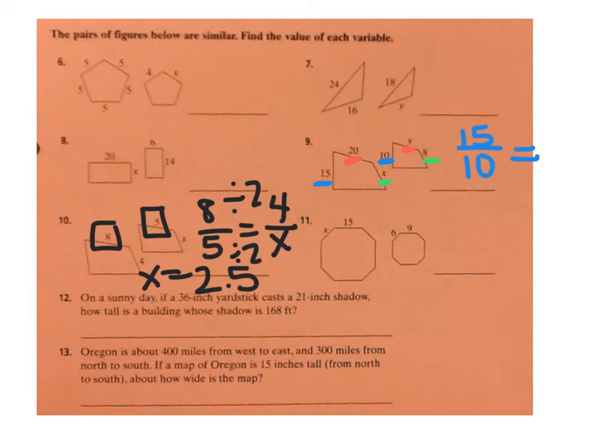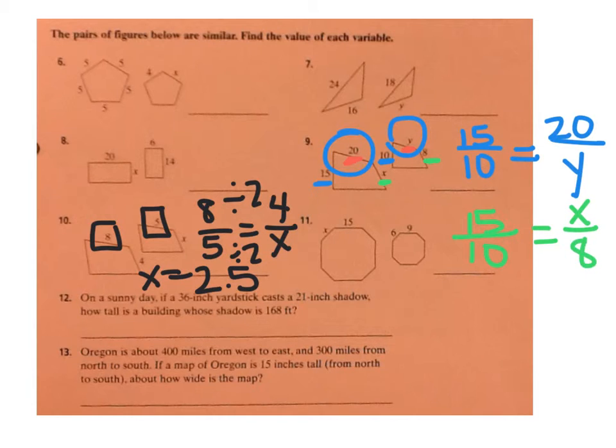Now, I could set up the other one. Maybe I want to solve for y. So I'm looking at these 2 pieces right here. Well, 15 goes with 20, so 20 needs to go on top, and y needs to go on the bottom. Then you would solve this proportion. If you need help getting set up for the green parts, again, you could use 15 over 10, and that matches with x, because x is on the same figure as 15, over 8. Take some time and solve that.